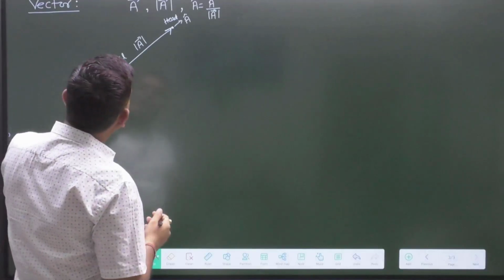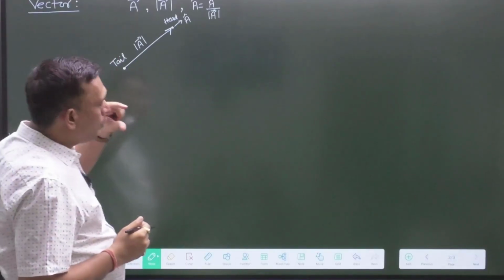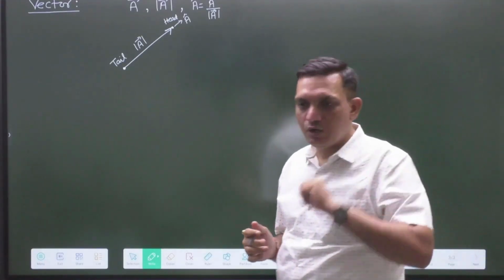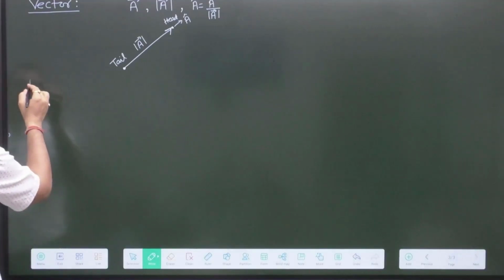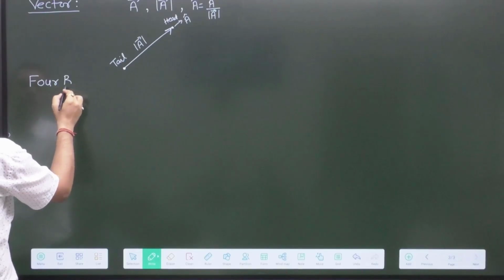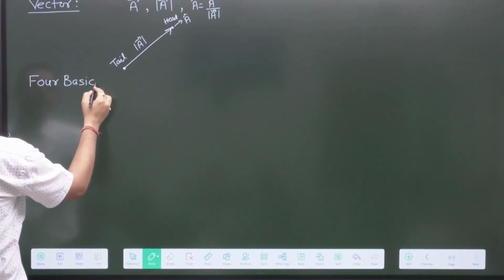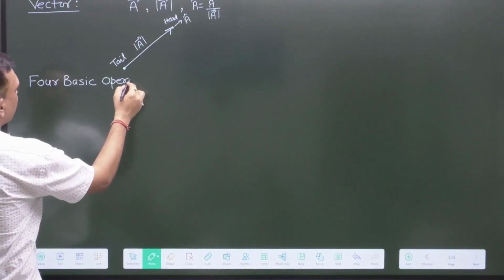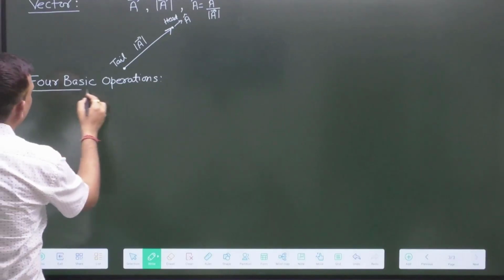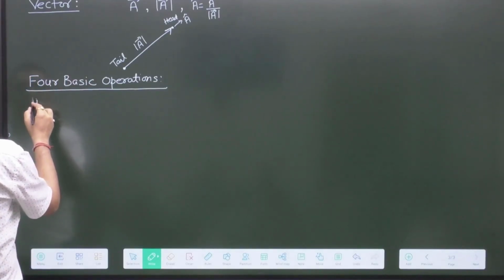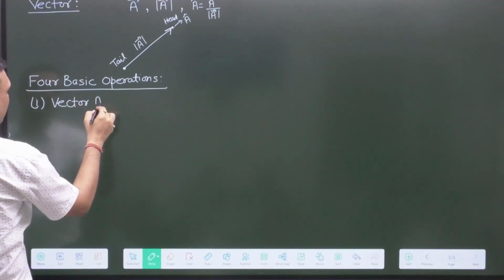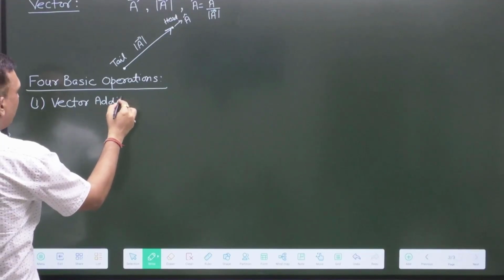Now, what are the 4 basic operations that you can perform on a vector? So there are 4 basic operations that we can perform on a vector. So first is vector addition.